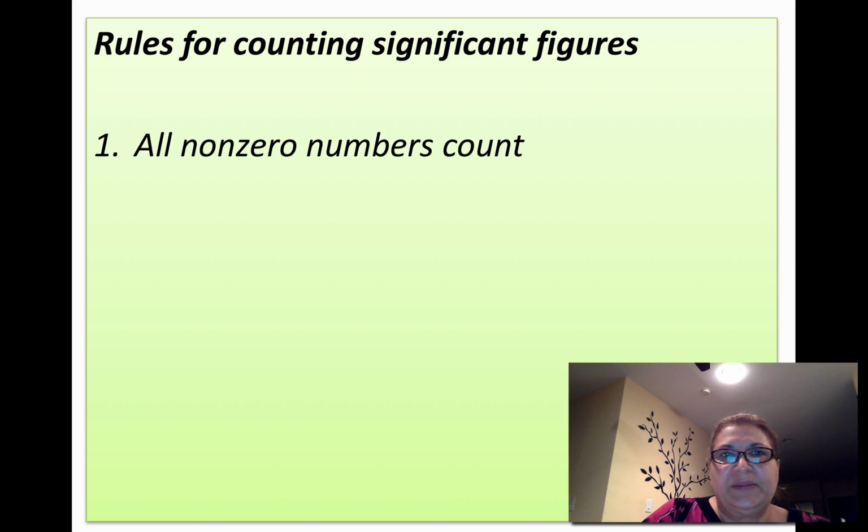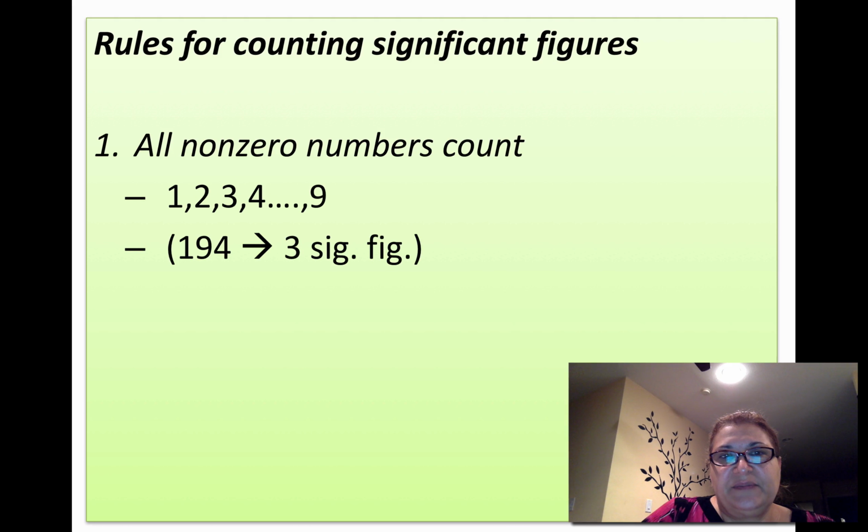Rule number 1. All non-zero numbers are significant. 1, 2, 3, 4, 5, 6, 7, 8, 9 are all significant. So 194 has 3 significant figures.